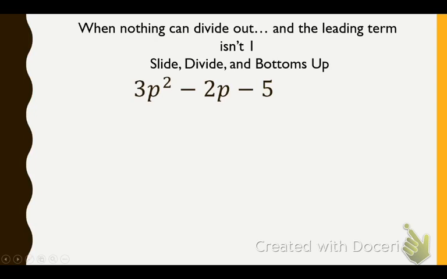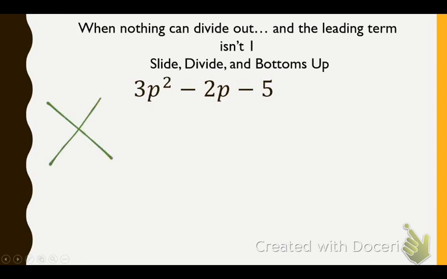All right, what we didn't learn today was what we call slide, divide, and bottoms up. If you look at this trinomial, which means 3 terms, 1, 2, 3, you can't divide out a single number. They're not all divisible by 3, they're not all divisible by 2, they're not all divisible by 5. All 3 of these are actually prime numbers. So we actually start the same way.